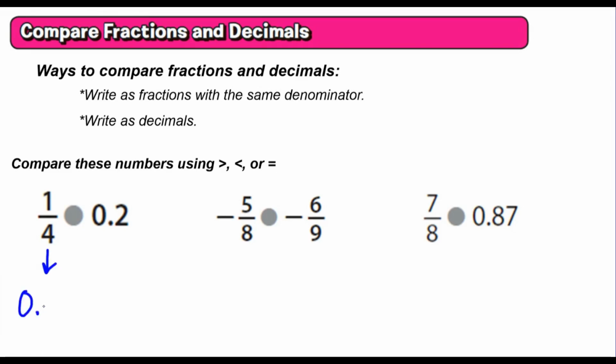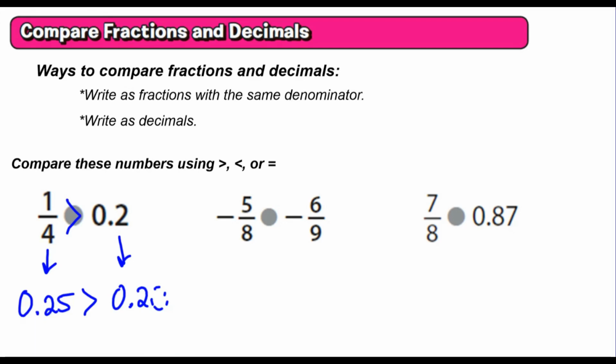1/4 is 0.25. We just saw that on the last slide. And 0.2 is kind of like 0.20, so they have the same number of digits there, and 25 hundredths is greater than 20 hundredths, so that's easy to make that comparison. So 1/4 is bigger than 2/10.